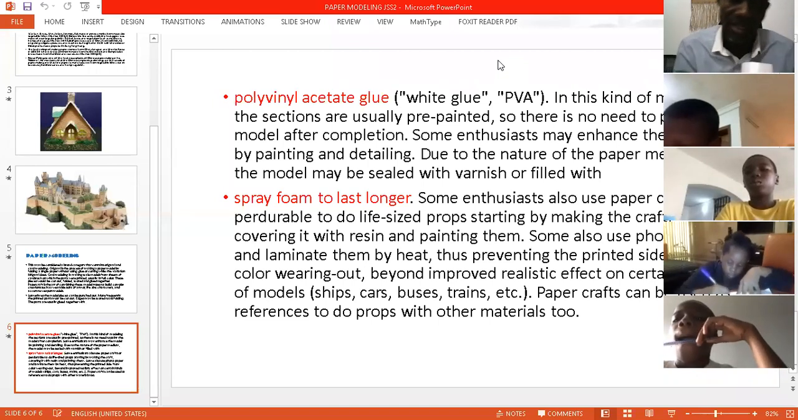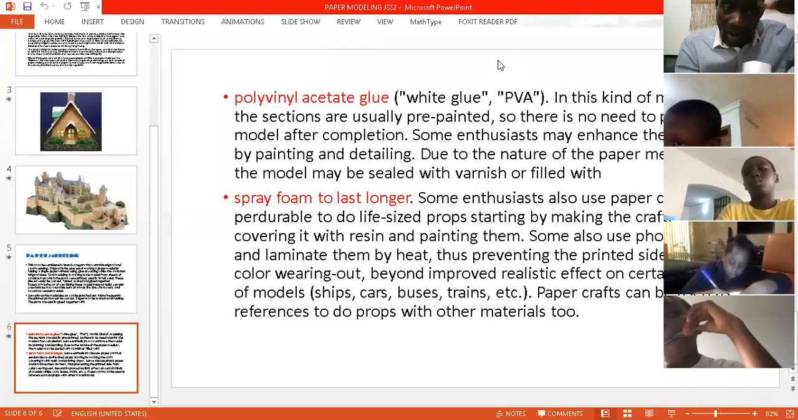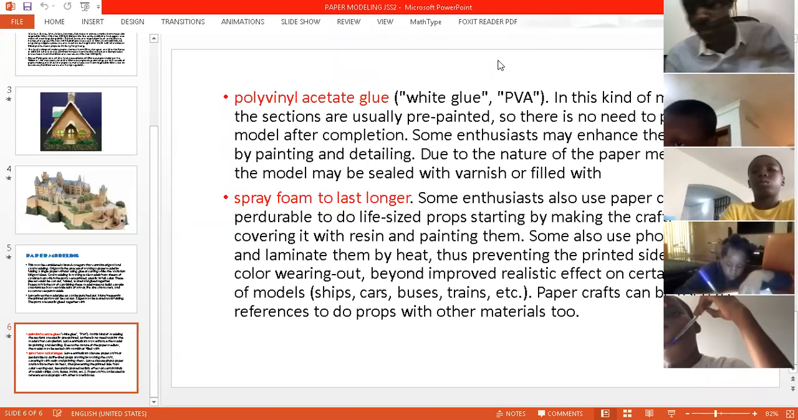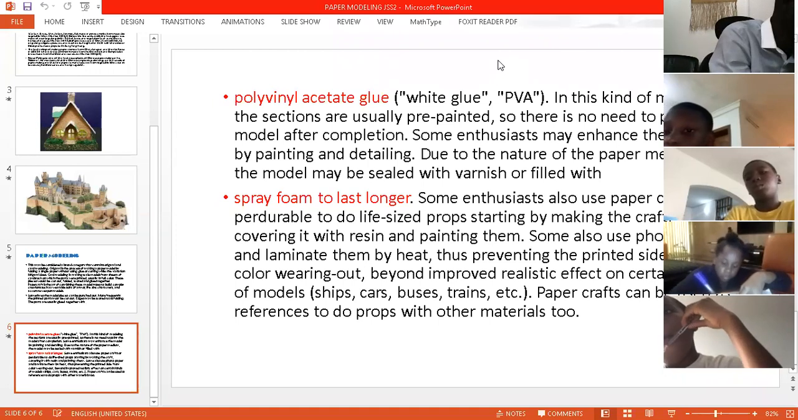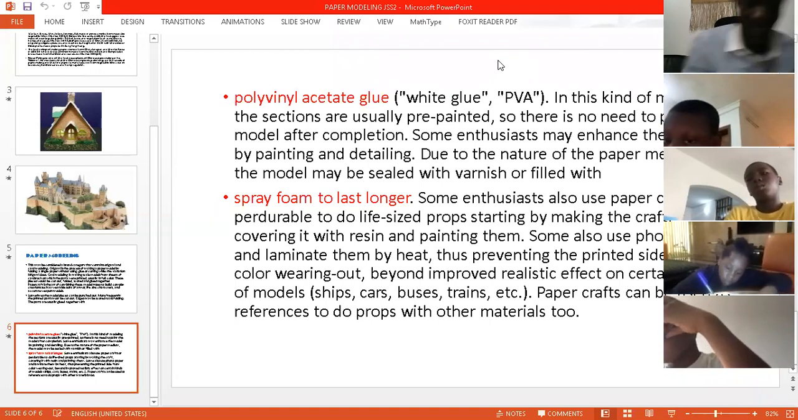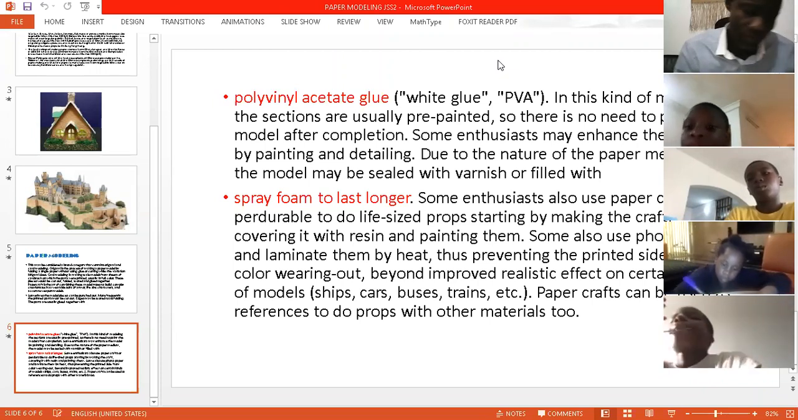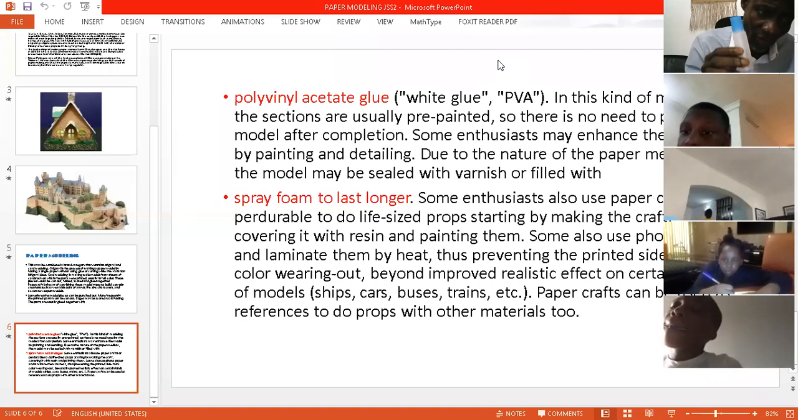This is it. I rub the edge of my papers with the water glue. This glue, let me put it aside so that it will dry up, it will not affect our class. That glue, this one that you're seeing, can all of you see this?